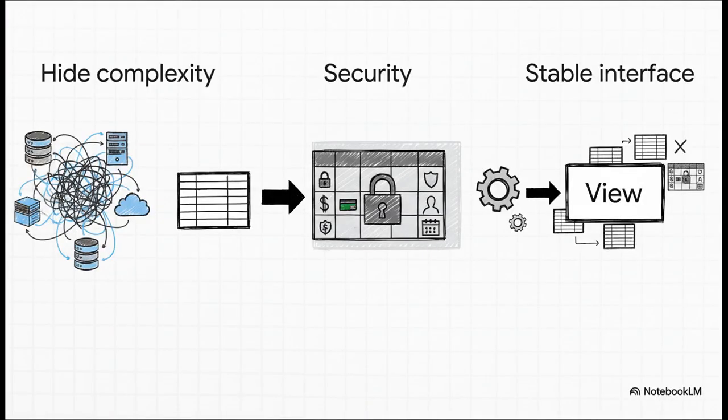Well, there are three huge reasons. First, they hide complexity. You can take a really messy, complicated query and package it up so it looks like a single simple table to everyone else. Second, security. This is a big one. You can create a view that only shows certain columns, hiding sensitive data like salaries or personal info. And third, they create a stable interface.